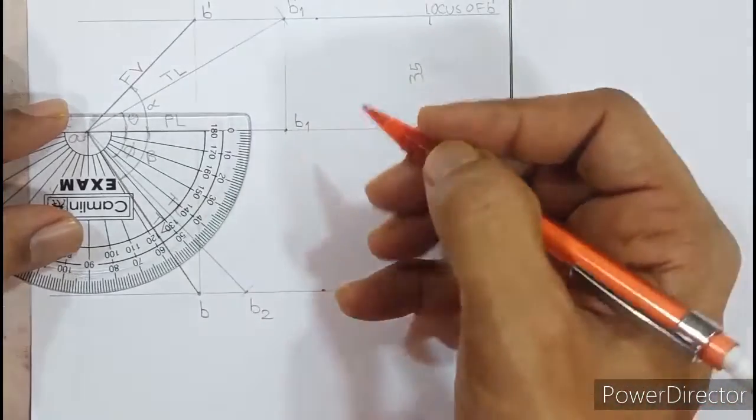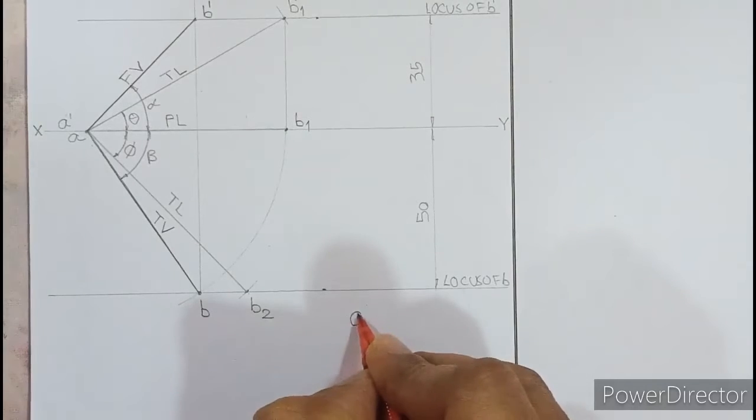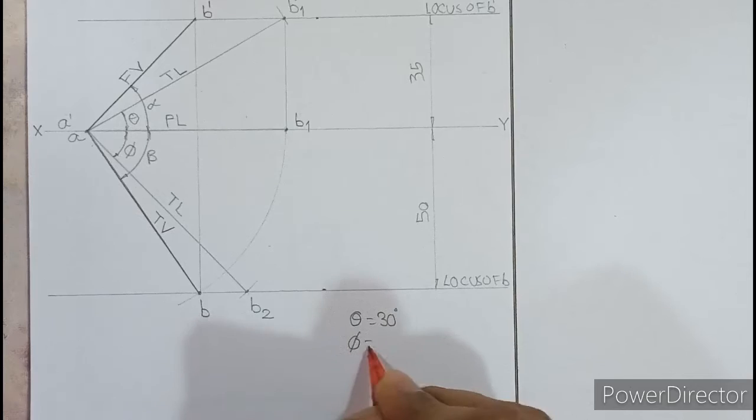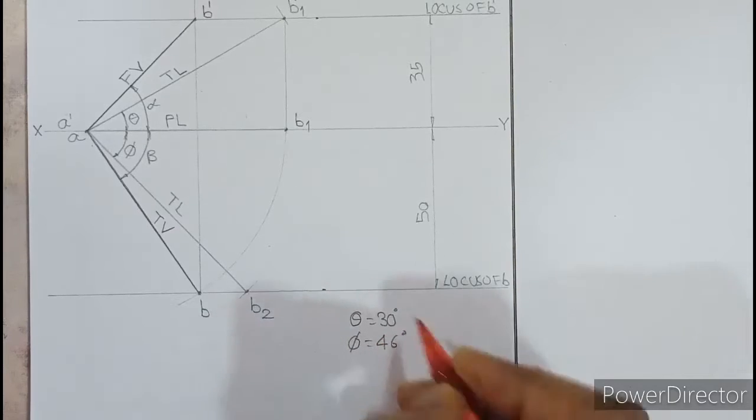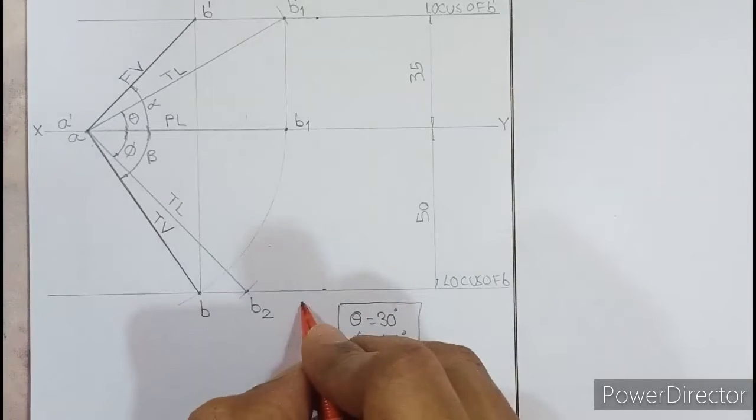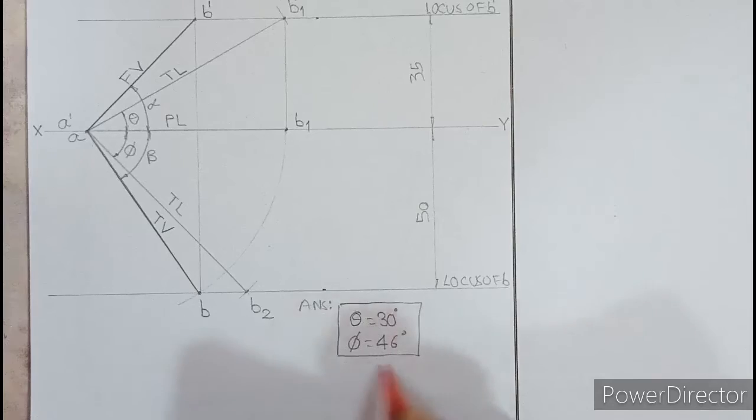So whatever answer you get, you may write. Plus minus 2 degree error is allowed in case of angles. So theta is approximately 30 degrees and phi is coming out to be 46. Whatever you get, you have to write down and enclose this neatly inside a box and write down this is the answer. Very important to score 1 mark here.